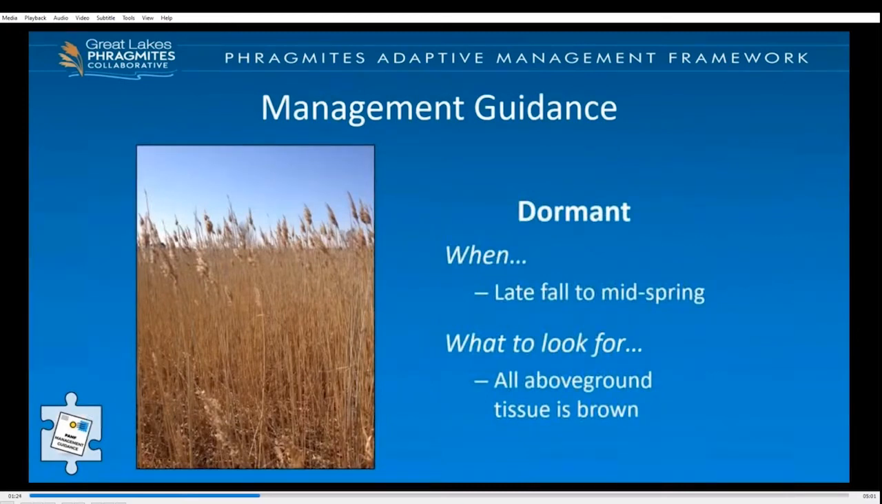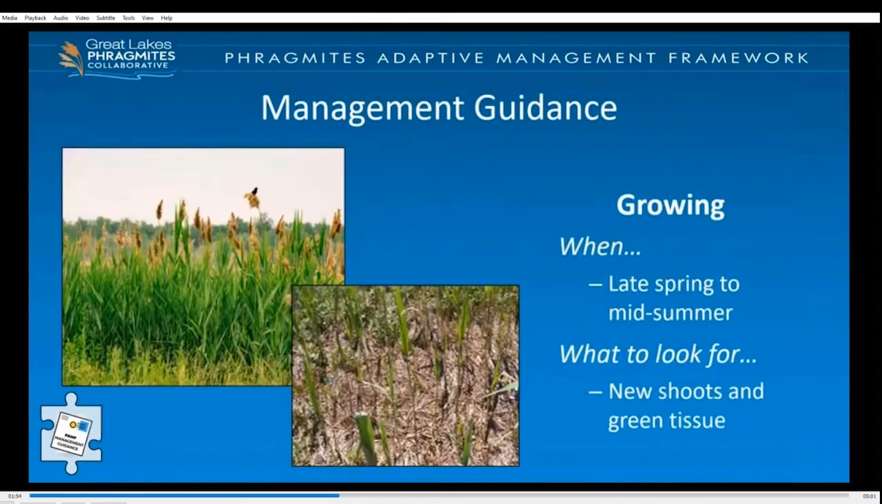The dormant phase is the period from late fall to mid-spring when the above ground stems have died off, as you can see in this picture, and the below ground rhizomes are mostly inactive. Phragmites regrows from rhizomes each year, although the dead stems from past years can remain standing for another couple of seasons. The dormant phase is a good time to clear the old biomass, which can improve the efficiency of next year's management actions. You will know your management unit is in the dormant phase when all of the above ground tissue is brown.